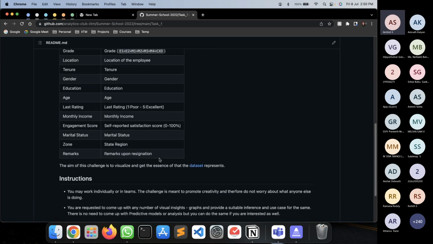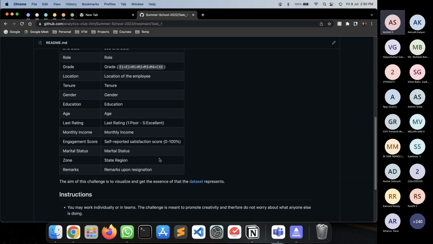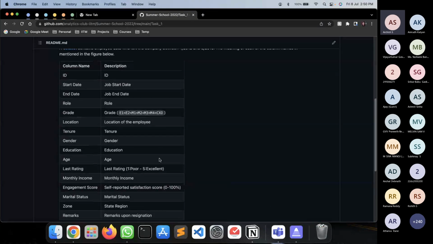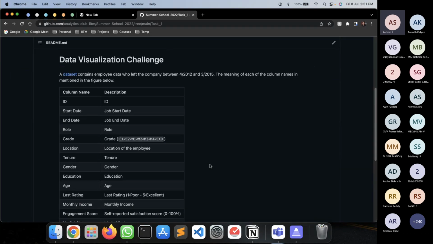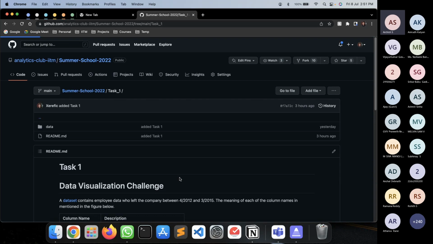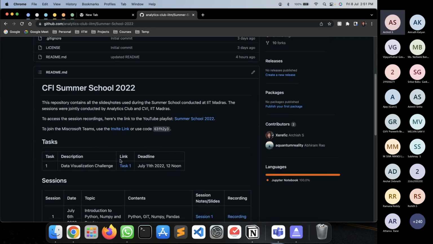You can find task one on the GitHub repository, which is linked in the group's description. Once you are done with as many visual insights as you could come up with, you can upload your Jupyter notebook or whichever script you use to this form. The deadline that we had set for this is July 11th, that is Monday, just before session 3 starts. If you have any doubts, feel free to post them on the groups. All the best for the task.